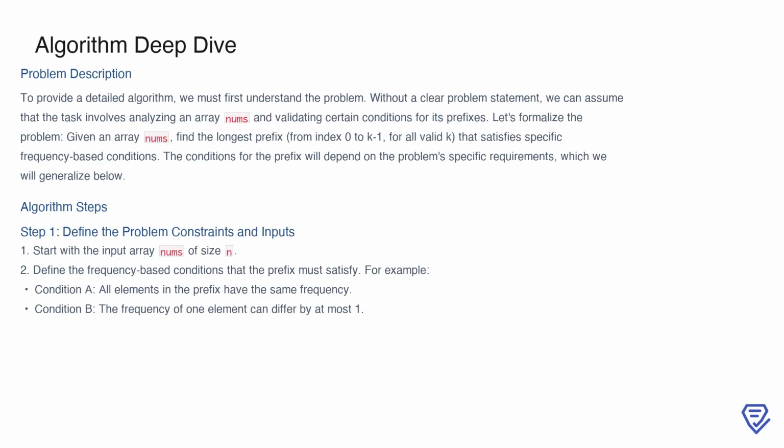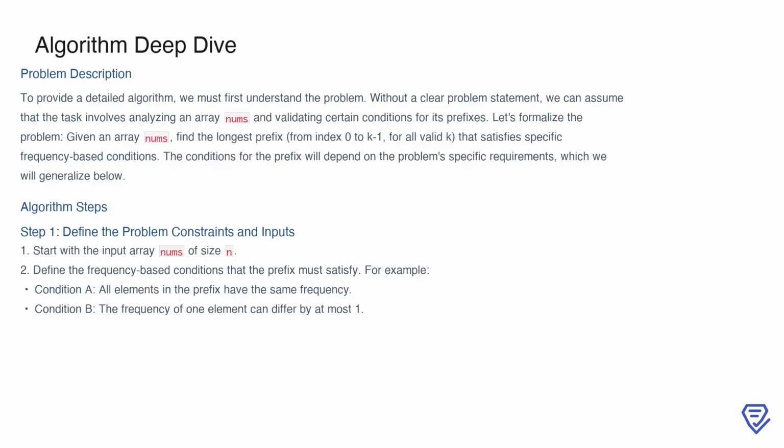To fully grasp the solution, we first need to clarify the problem's requirements. The goal is to examine an array called nums and identify the longest prefix, which is a subarray starting from the first element, that satisfies specific frequency-based conditions. For instance, we might need to ensure that all the elements in the prefix occur with the same frequency, or perhaps allow one element's frequency to differ by at most one. These conditions define what makes a prefix valid, and our task is to determine the maximum length of such a prefix. The first step is to outline the constraints and inputs.